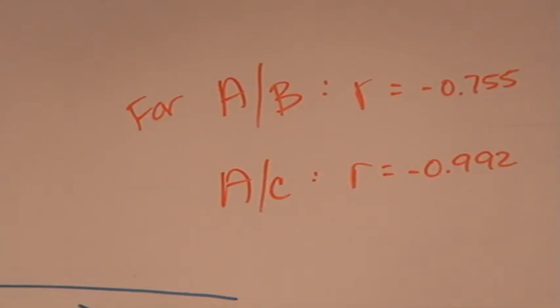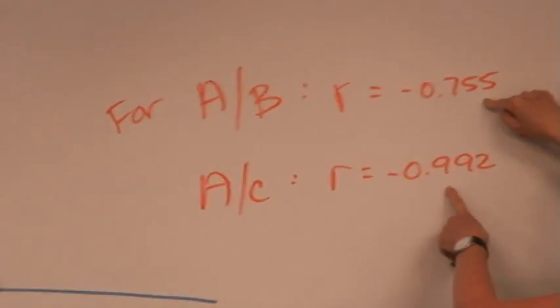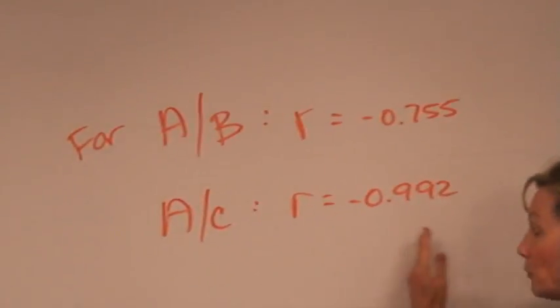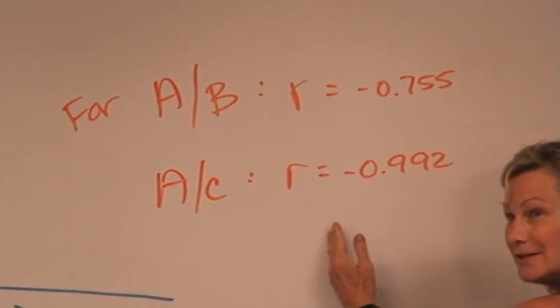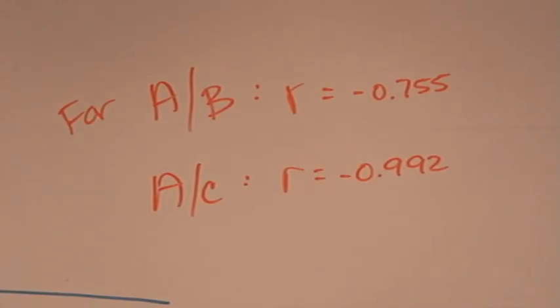And again, remember that this number is smaller than that number, right? It's a smaller number. But remember, you want closer to either negative or positive one. Either direction gives you a stronger linear relationship. Yeah? Yeah, we cool? We good?